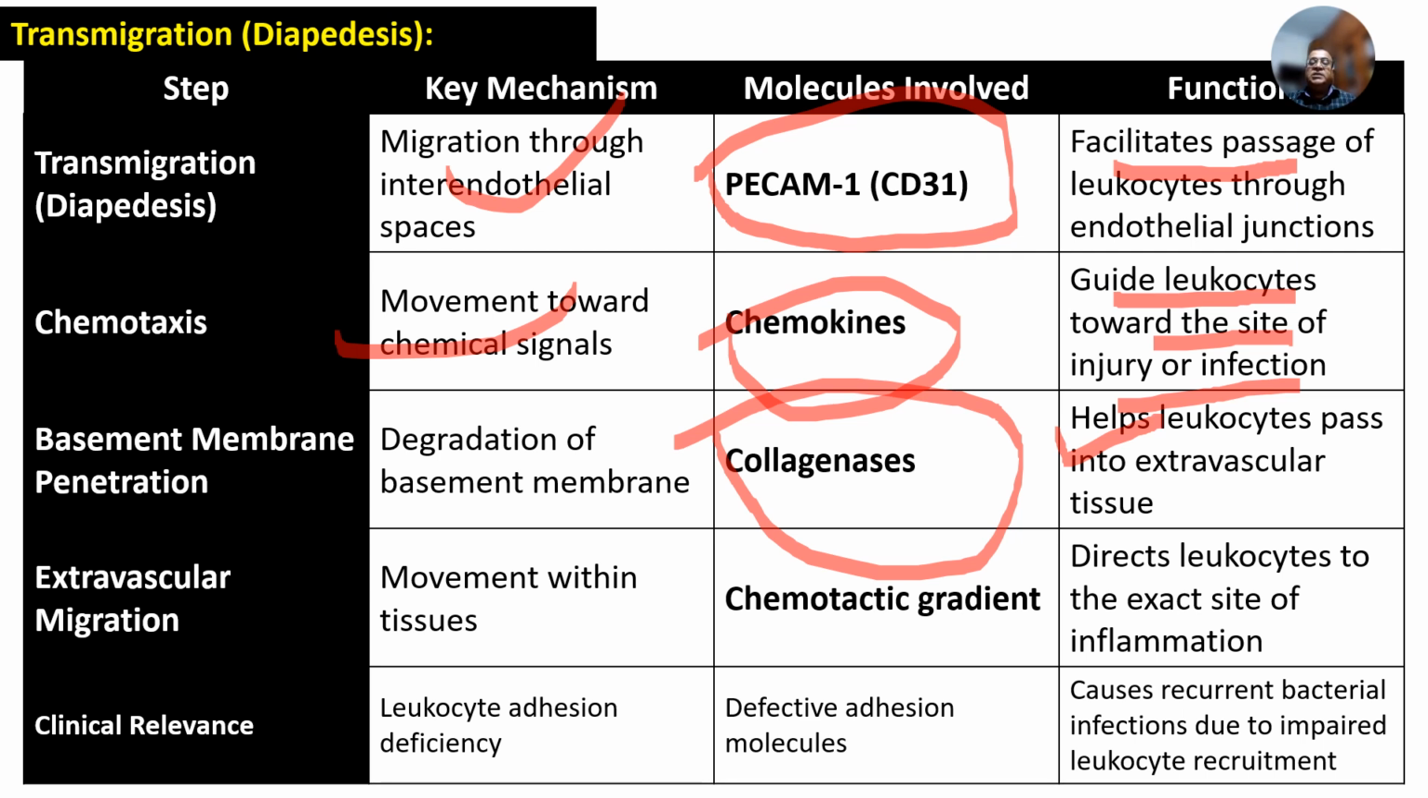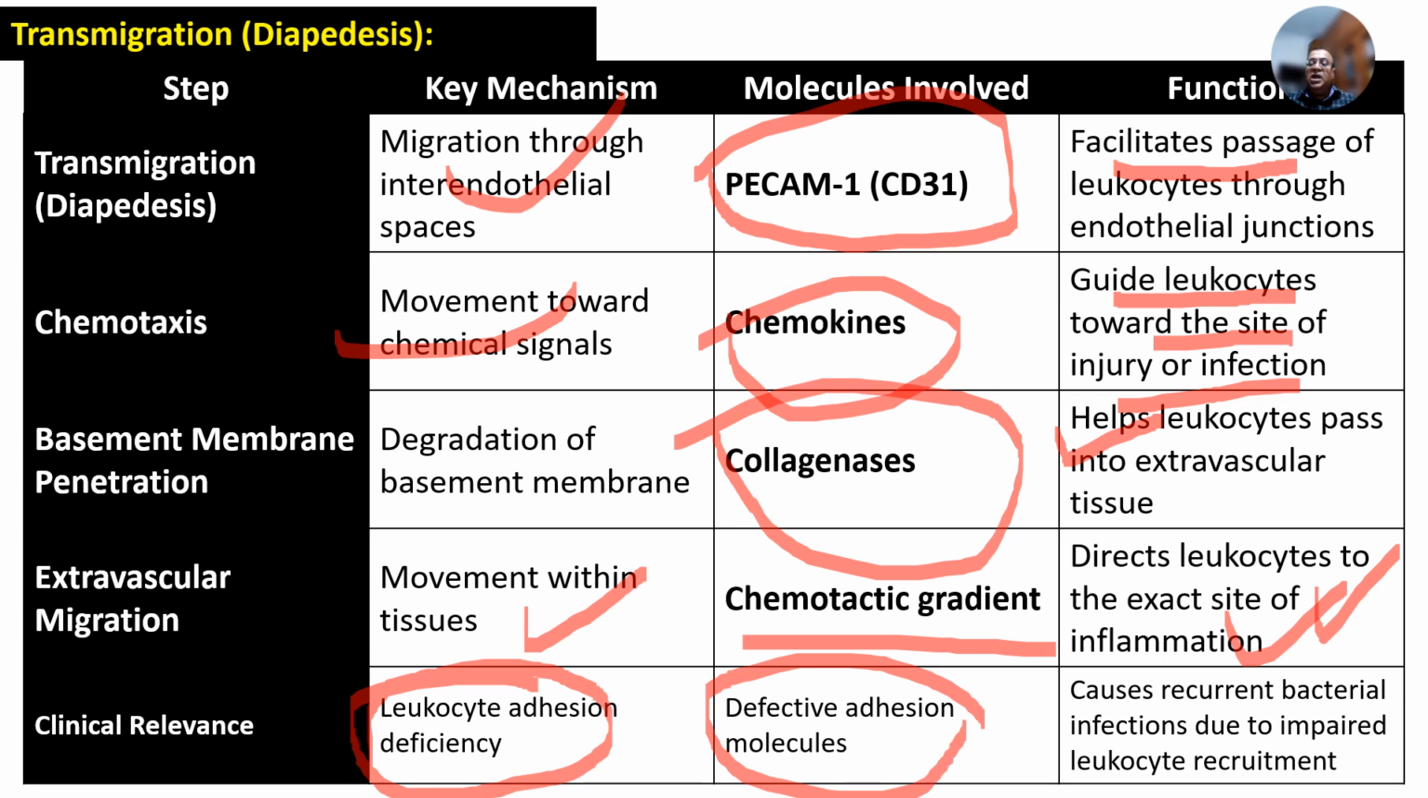Now the leukocytes in extravascular tissue traverse through this extracellular tissue with the help of a chemotactic gradient, and they reach the site of the inflammation. So the presence of these adhesion molecules is very important, because if there is deficiency of any of these adhesion molecules, there is defective adhesion, and it will result in recurrent bacterial infection due to defective recruitment of the leukocytes.